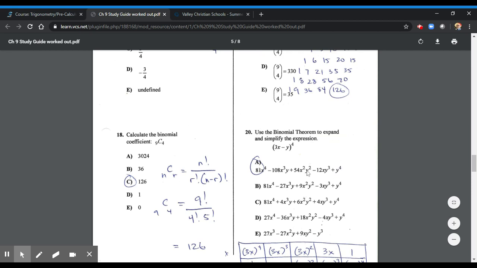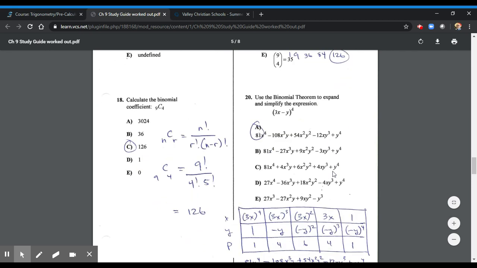All right, number 20 is a little tricky. Use binomial theorem to expand and simplify the expression. So I'm going to use Pascal's triangle, the fourth row, 1, 4, 6, 4, 1. I'm going to go in descending order of my x components here. So I've got 3x to the fourth, 3x cubed, 3x squared, 3x, and 3x to the 0 power is just 1. I'm going to go in ascending order for my y term, which is negative y. Negative y to the first, negative y squared, negative y cubed, negative y to the fourth.